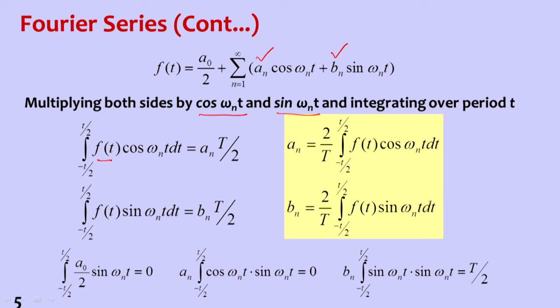Now if we sum the cos and sine multiplications over one period, what values will we get? If you look at this one, a0 by 2 sin omega n t integrated is equal to 0. How is it 0? If you take one sine function and add up all the values, this total area is positive and this total area is negative, so if you add both, the summation will be 0.